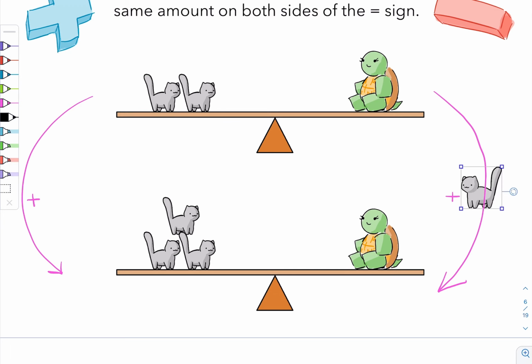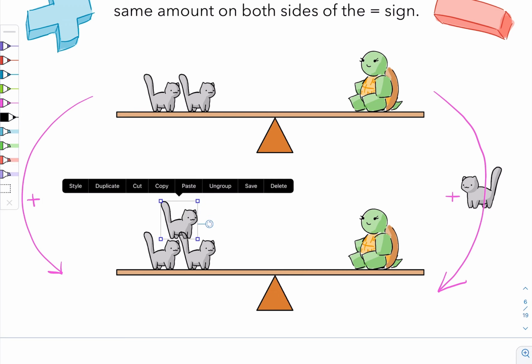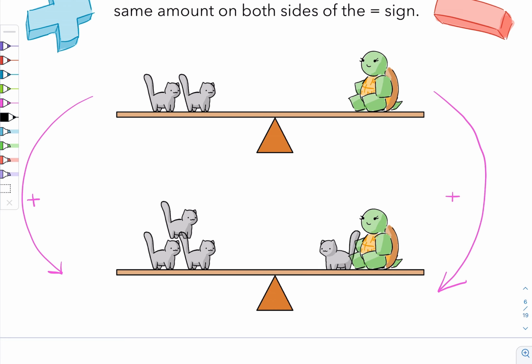Because if I didn't add a cat to my right-hand side, can you see it's now a little bit heavier on the left-hand side? It's no longer going to be equal. So I must add or subtract the same amount to both sides to maintain equality.